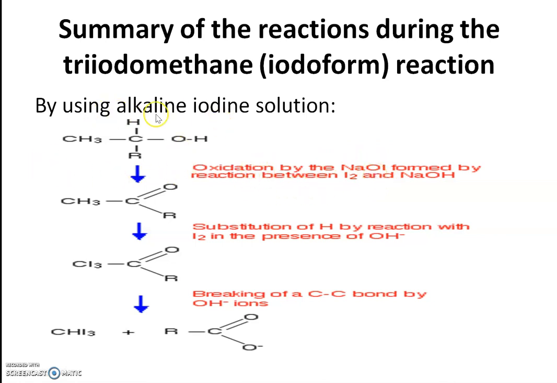So this compound will be oxidized by sodium hypoiodite and we will get CH3. This will lose two hydrogens as it is oxidation, the removal of hydrogen, and we will get a ketone carbonyl group. Then another step, substitution of hydrogen by reaction with I2 in the presence of OH minus. So here the hydrogens will be substituted by iodine, and in the last step the breaking of this bond happens and we will get triiodomethane and a carboxylate salt.